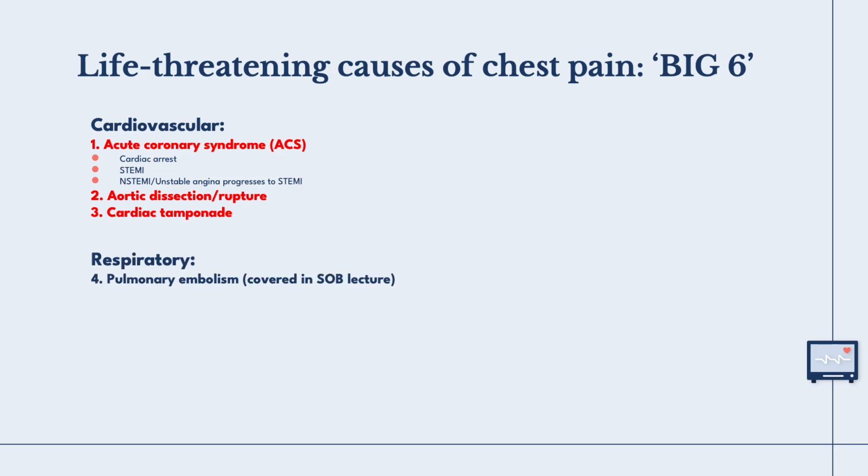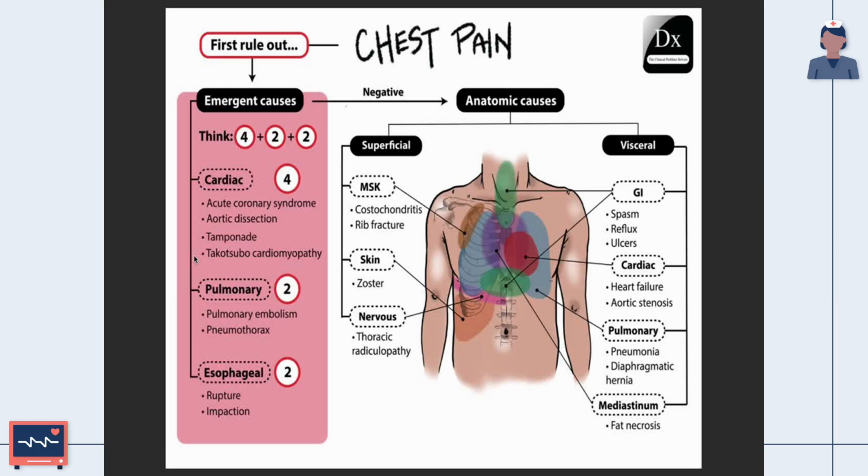And then respiratory. So pulmonary embolism and tension pneumo. So we'll talk about those in the shortness of breath lecture. And then mediastinitis. So think about that esophageal rupture. Again, these patients are going to bleed out.